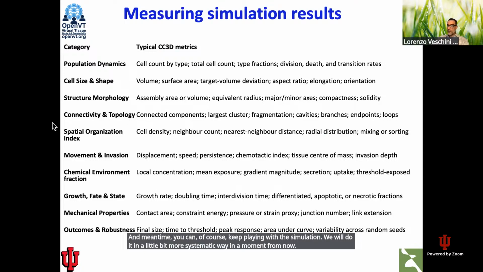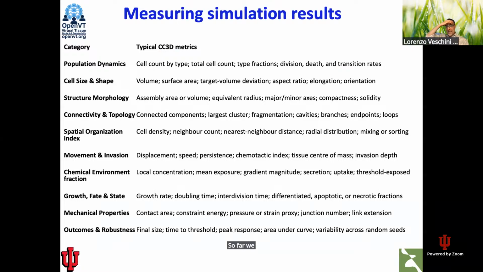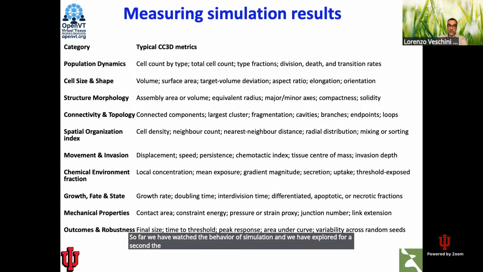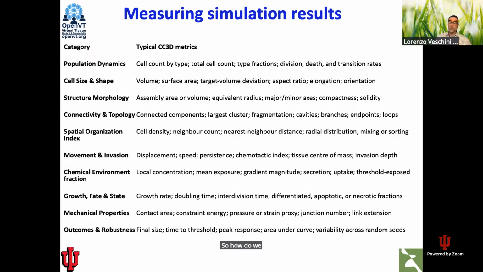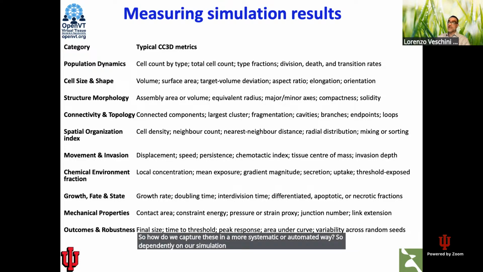So far we have watched the behavior of the simulation, and we have explored for a second the angiogenesis simulation, and already we see that by tuning a few knobs, we can change the behavior of the system in a dramatic way. So how do we capture this in a more systematic or automated way? Depending on our simulation, it is important to extract results from our simulation, numeric values that are easy to plot and so on.